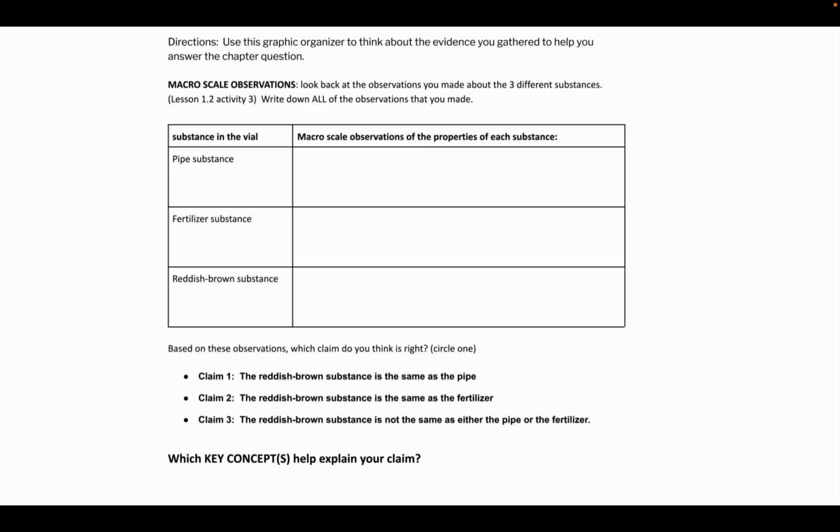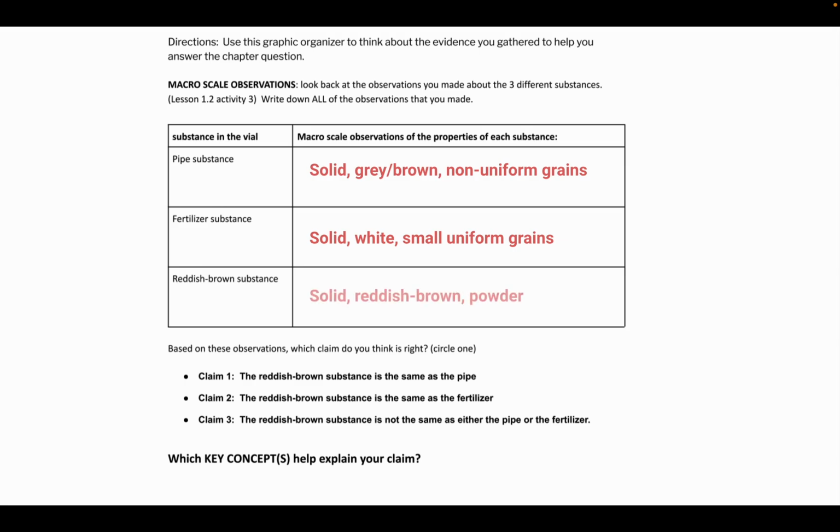All right, so you have this. We said that the pipe substance was solid, grayish-brown, with non-uniform grains. We even said that it was large grains or coarse grains. The fertilizer substance was solid, white, with small, uniform grains or fine grain. And then the reddish-brown was solid reddish-brown, and it was a powder. So based on these observations, which claim do you think is right?